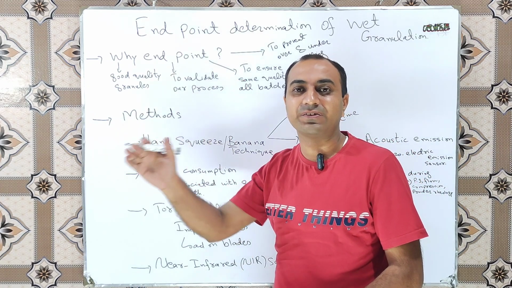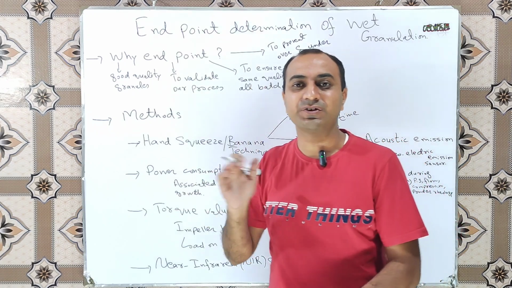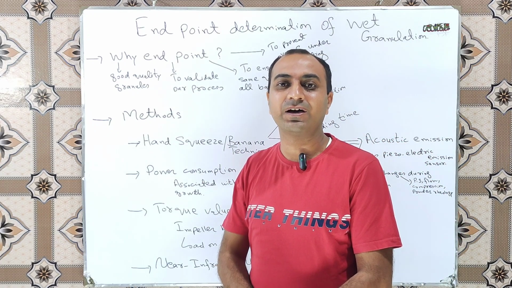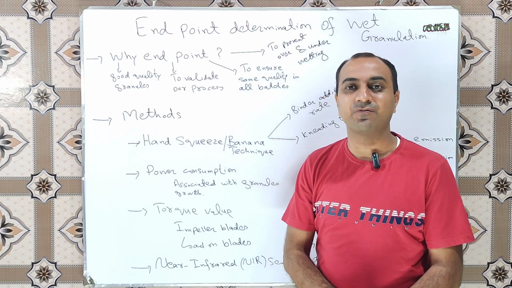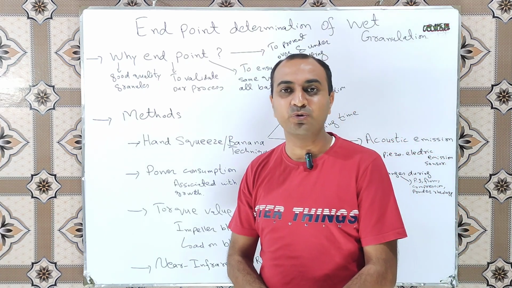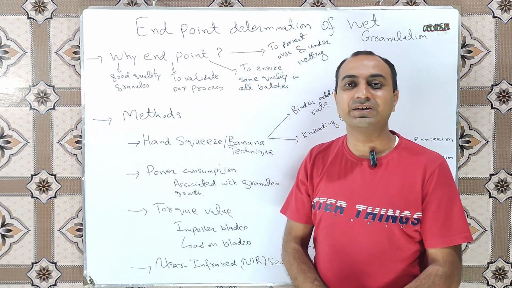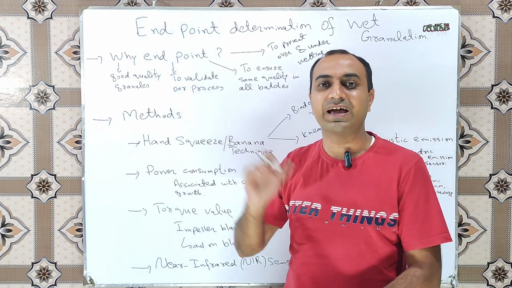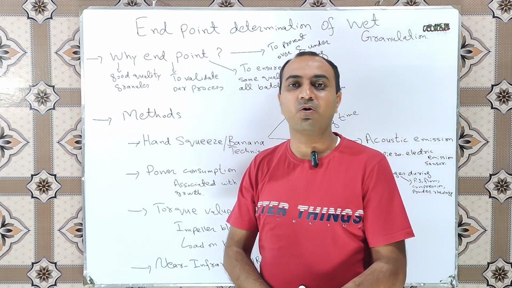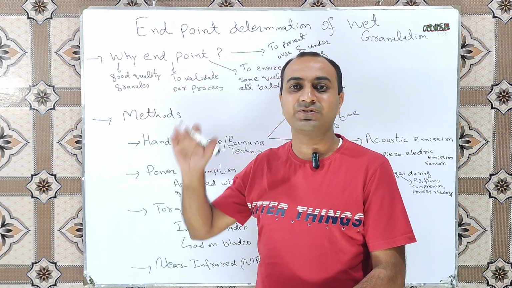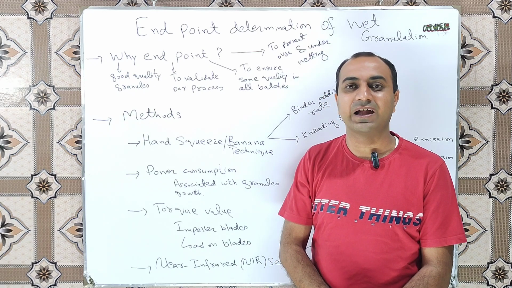So first of all, what is the endpoint of wet granulation? Endpoint of wet granulation is the point where we have the assurance that we have completely converted our fine powders into granules and there is no overwetting or underwetting and there are no fine powders in our wet mass, meaning we have a good quality of wet granules, and this stage is known as endpoint determination of wet granulation.